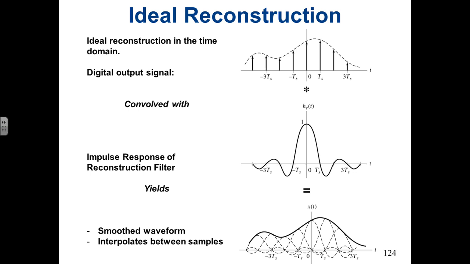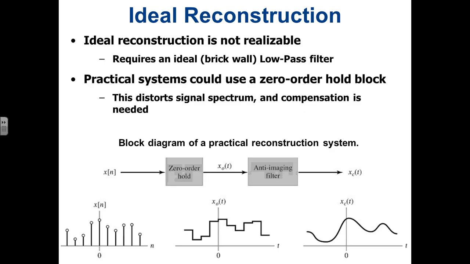So again, for ideal reconstruction, we'd like to connect the dots between the heights of our sample values, and that could be done by convolving it with the ideal impulse response of an ideal low-pass filter. It would do that interpolating for us exactly correctly. Now, unfortunately, the same story we told about anti-aliasing filters applies: I can't make an ideal low-pass filter in the real world. I would need an ideal brick wall filter, and I just can't make those.